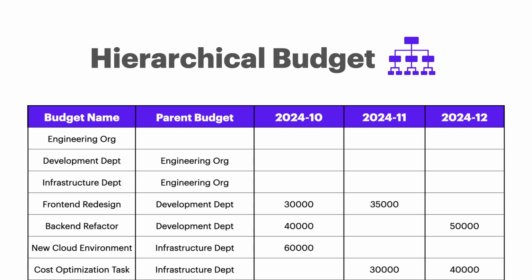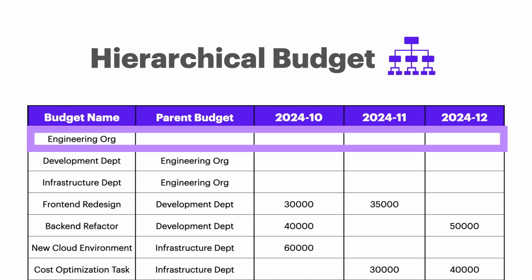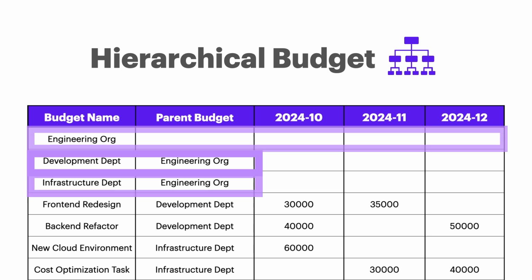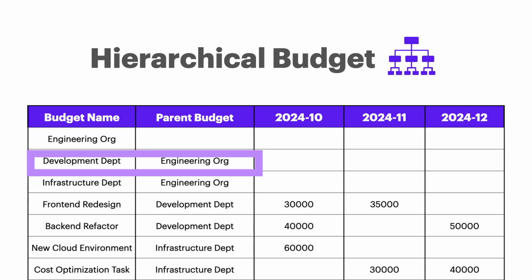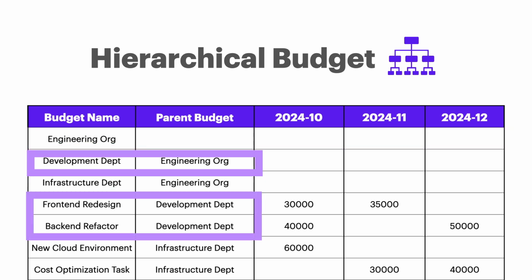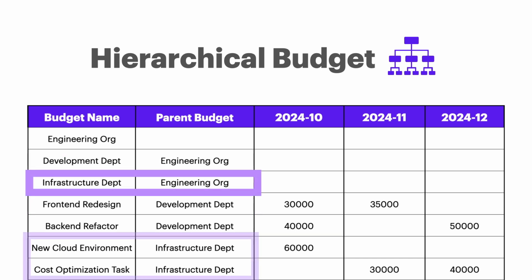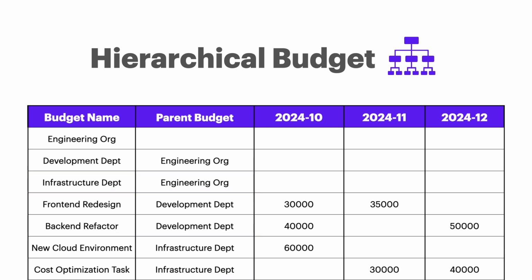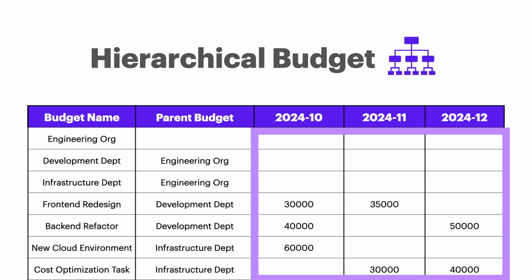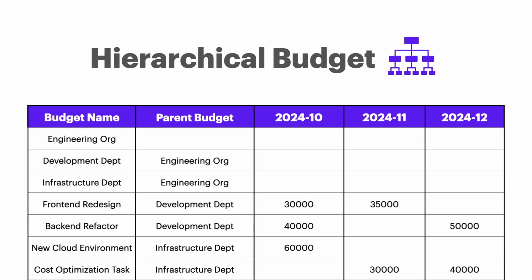Consider the following example. We have an engineering organization with two child departments, development and infrastructure. Underneath the development department, we have two projects, front-end redesign and back-end refactor. Underneath the infrastructure department, I also have two projects. Each of these projects has a specific designated budget, and these budgets roll up to form the budget for the whole department and eventually the budget for the whole organization.